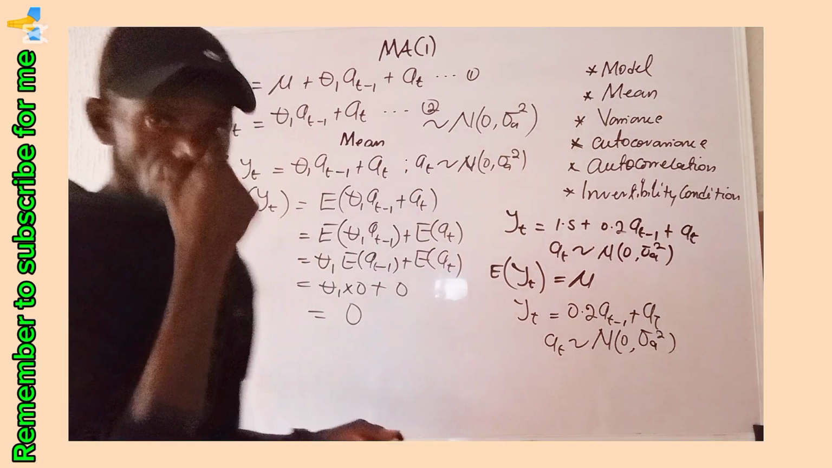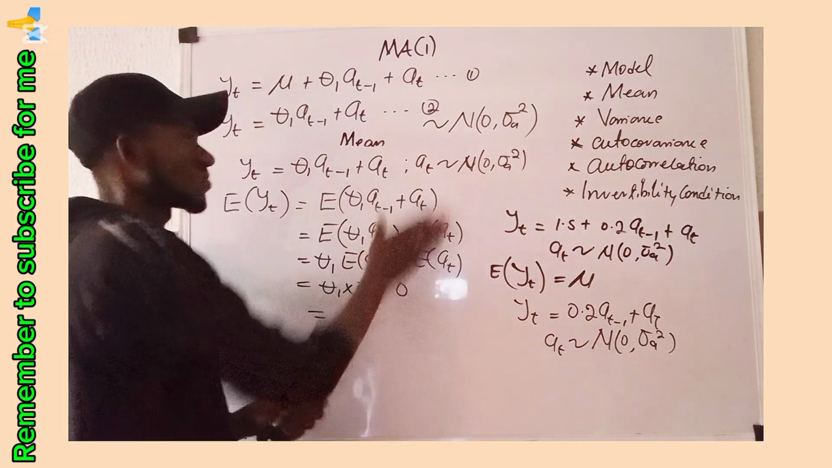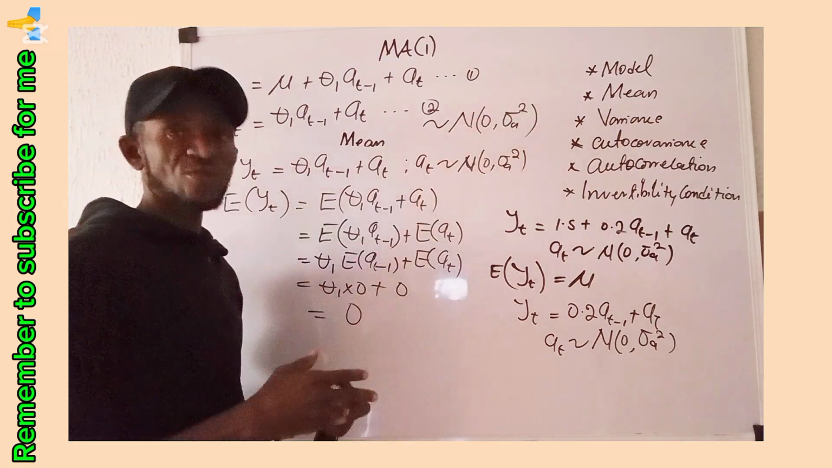So we quickly go over and look at what we call the variance of a moving average model of order 1. So permit me to clean here while we go over to the variance.